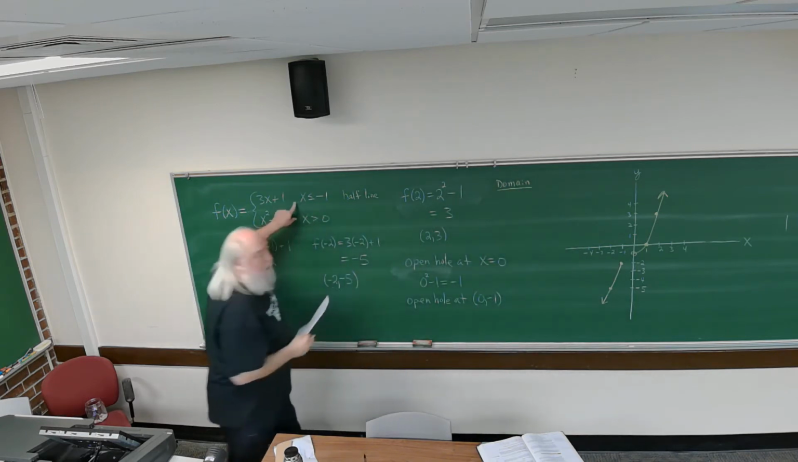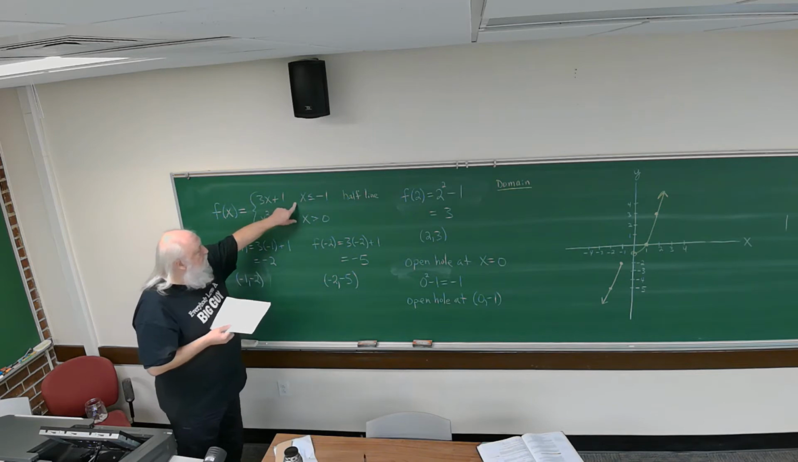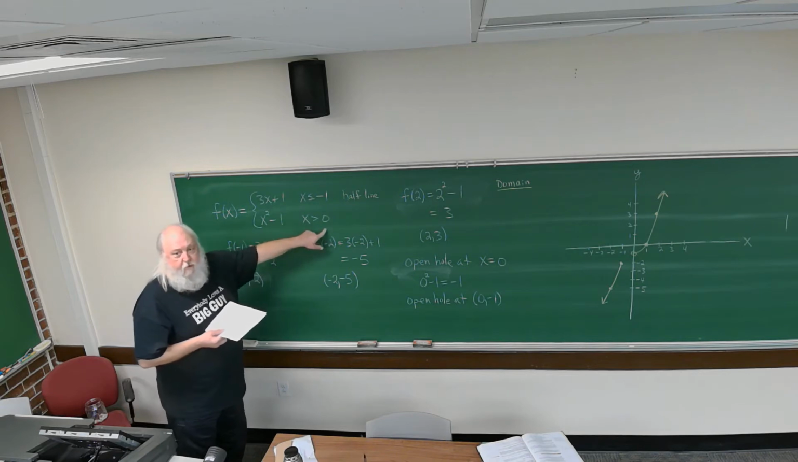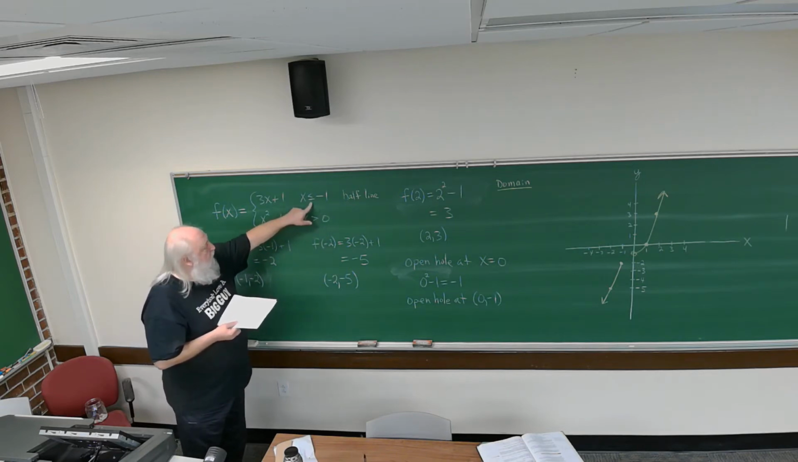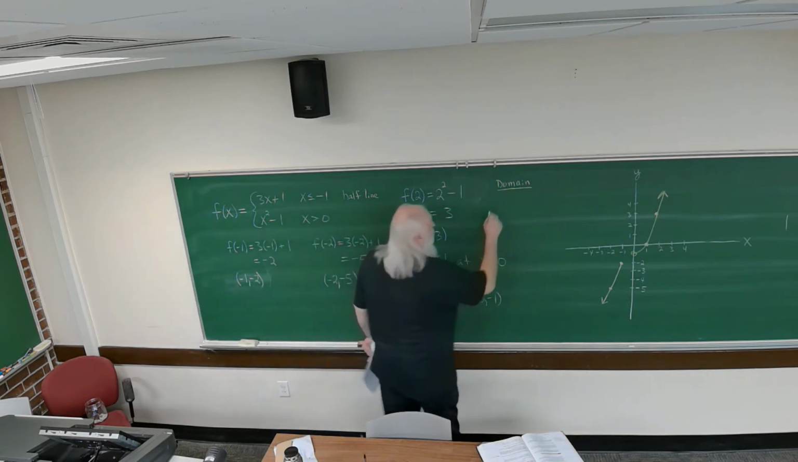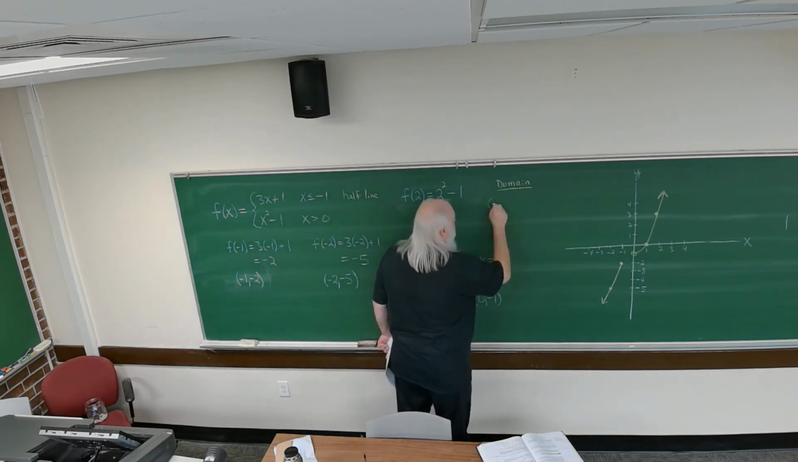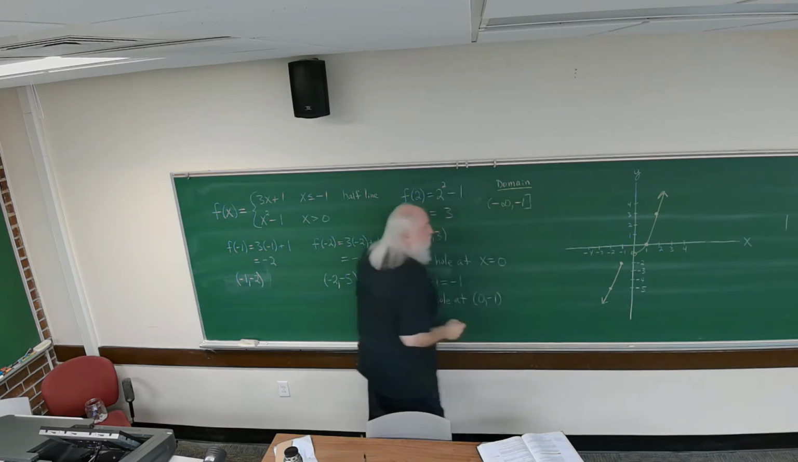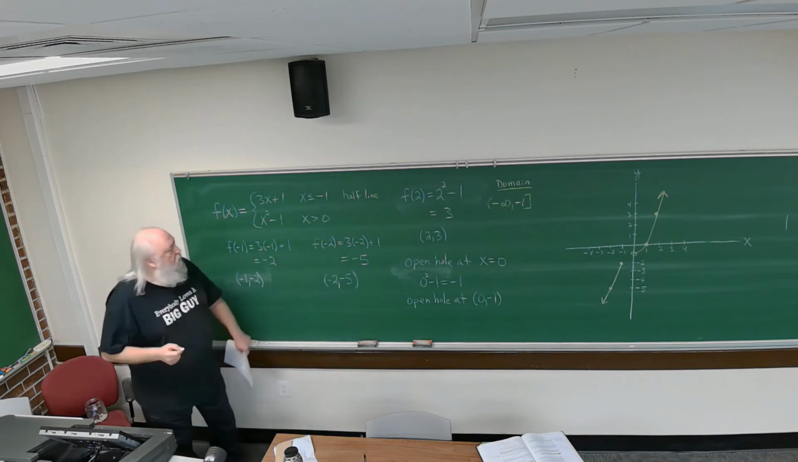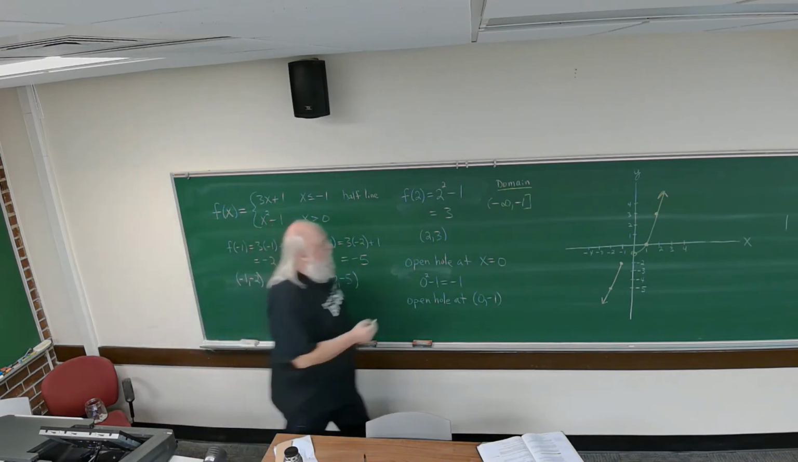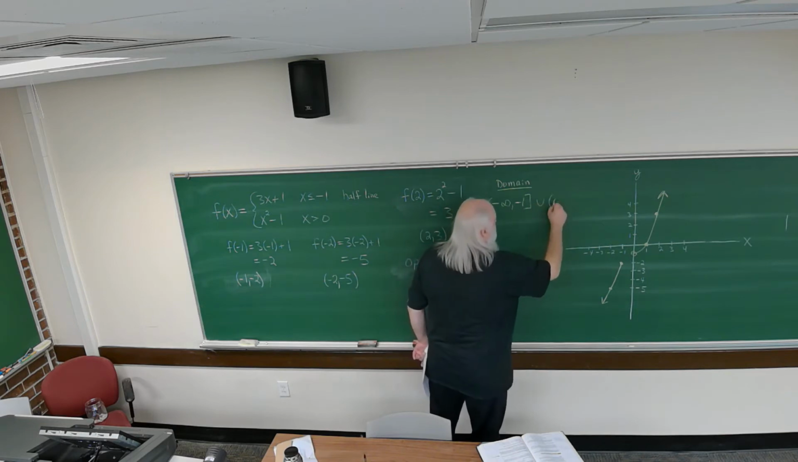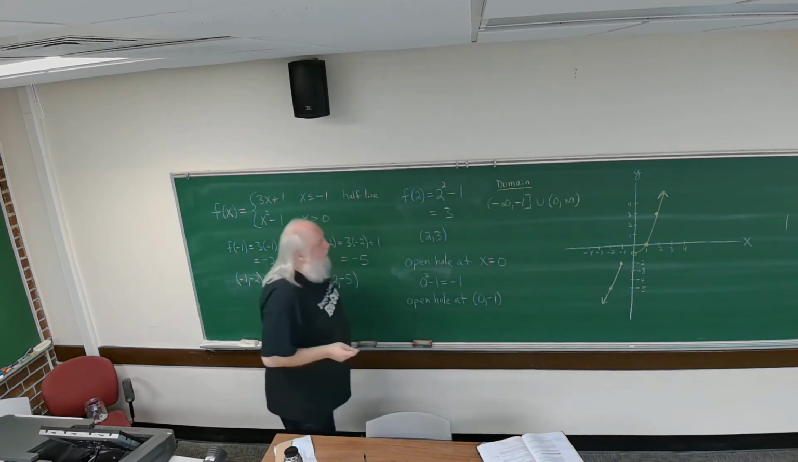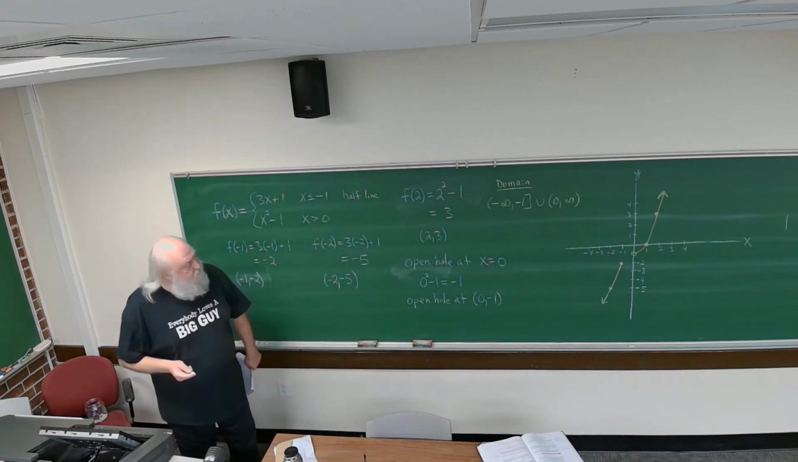Well, you're given the domain over here in the piecewise function. The domain is x less than or equal to -1, union x greater than 0. So how do you write x less than or equal to -1? Minus infinity to -1 bracket, because we're including -1. And then how do you write x strictly greater than 0? Parentheses, 0, infinity. So that's the domain for this function.